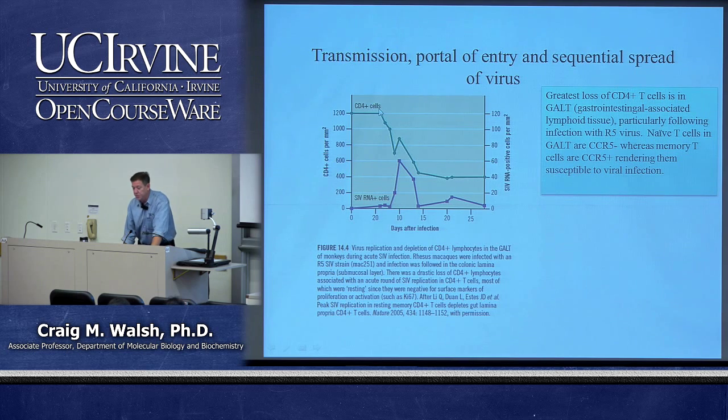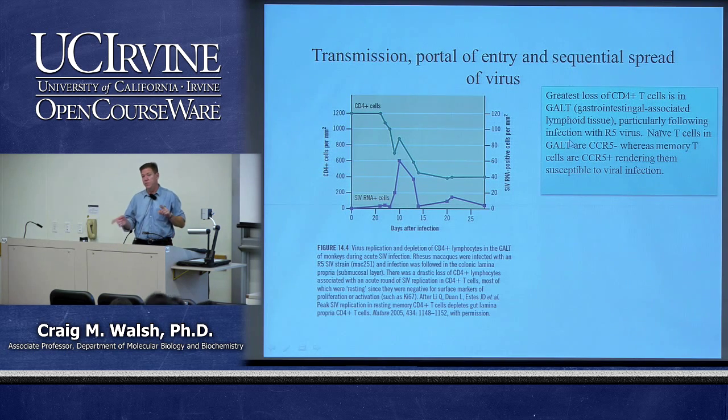Now, one thing that's important to note is that there are different routes of infection. We talked about different ways that the virus can get into the body. One particular place we've talked about before is the GALT, the gut associated lymphoid tissue, where, as you know, there's a lot of T cells, and those T cells are very important in protecting us from nasty stuff that gets into our gut.